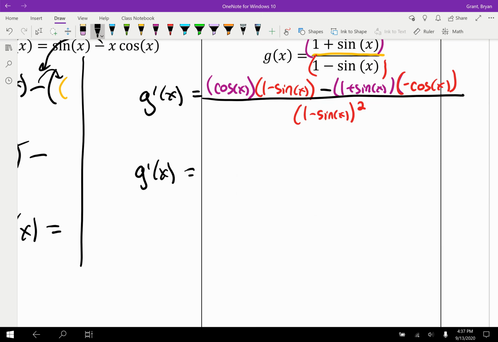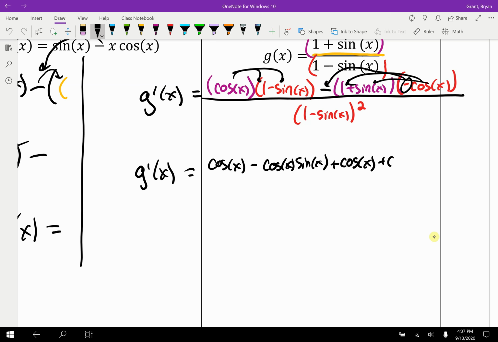G prime of x equals, we're going to have to distribute, so we get cosine of x minus cosine of x times the sine of x. And then I'm going to take this negative out front and combine with the negative here, so we just get that positive. I think it'll make our lives easier. And then cosine times 1, cosine times sine. So cosine times 1 is cosine of x, and then cosine times sine is cosine sine. All divided by our lovely denominator squared.